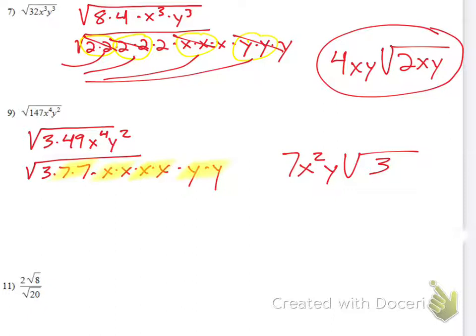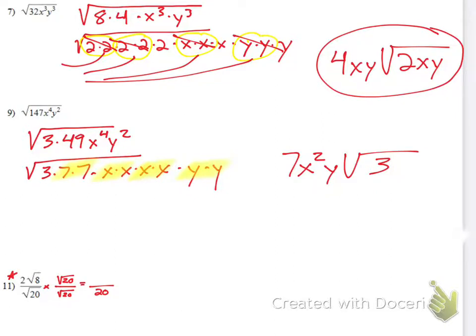Now we get into number 11, our first one with a radical on the bottom. And we don't like that. So what we're going to do is multiply both the bottom by radical 20, and the top by radical 20. And what that's going to do is give us just a plain 20 on the bottom. So then I also have to multiply the top here.